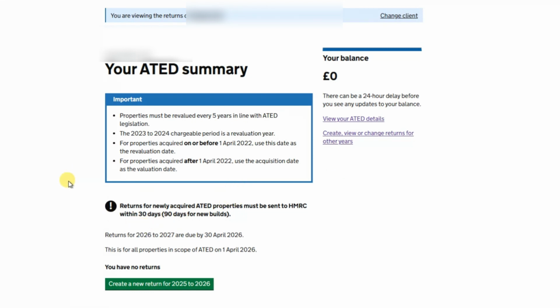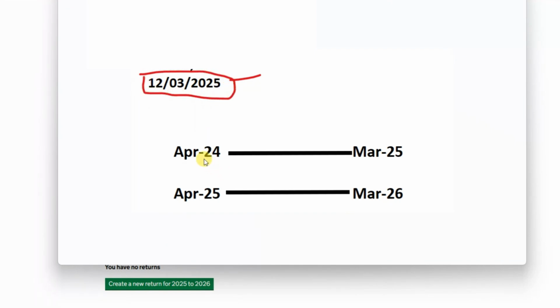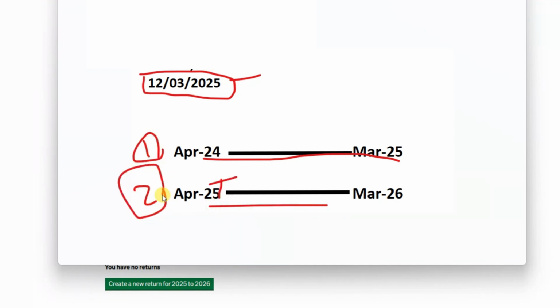Okay, so the history is the client bought the property on 12th of March 25. Because this was the end of last tax year 24-25, we will have to file that tax year return as well, and the current tax year when I'm making this video. So two returns we will file today.